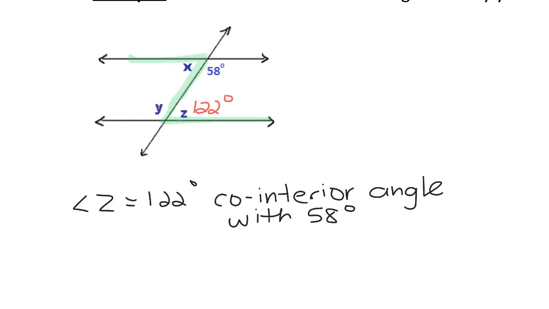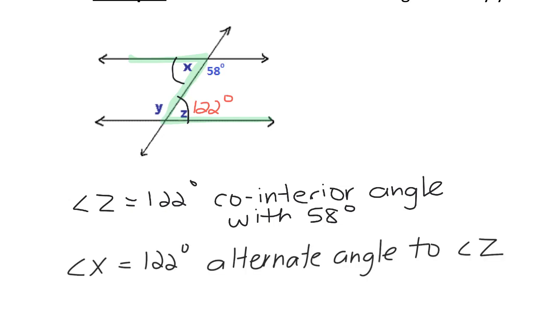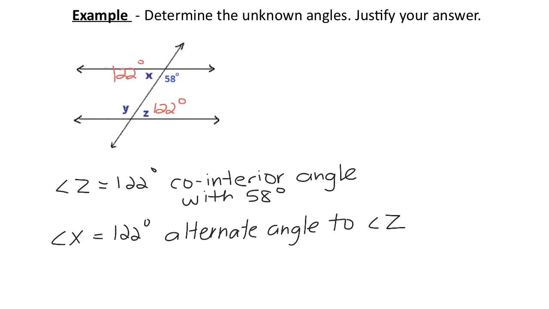What that tells me is that angle X and angle Z are alternate angles. So if I know that angle Z is 122 degrees, that means angle X is also going to be 122 degrees. They are alternate angles. So I went ahead and put that into my list. I said angle X is equal to 122 degrees, and my justification is because it is an alternate angle to angle Z. So the last angle to determine would be angle Y.